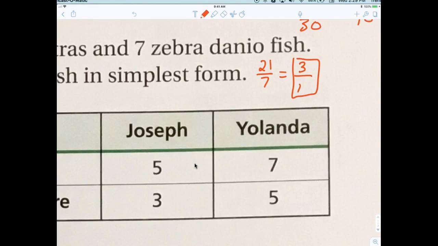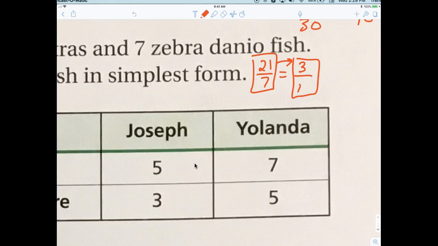If somebody says write it as a fraction or write it as a ratio, it'd be good to leave it as 3 over 1. Why wouldn't you turn it into a mixed number? Because 7 goes into 21 evenly. Yeah, this is improper, you are correct. So I made it 3 over 1.